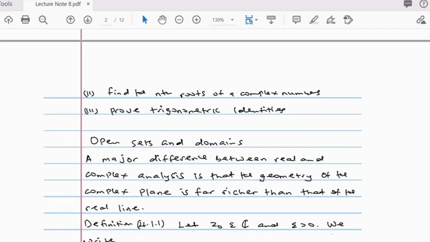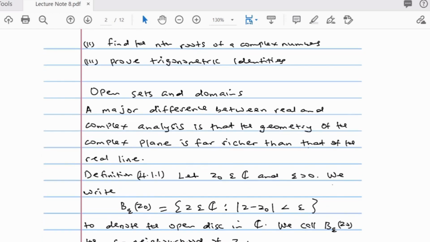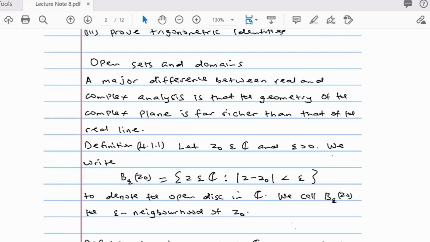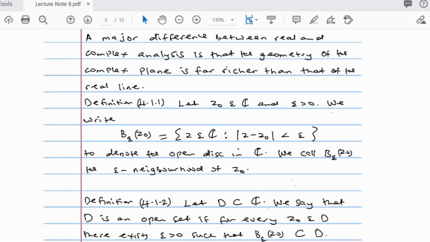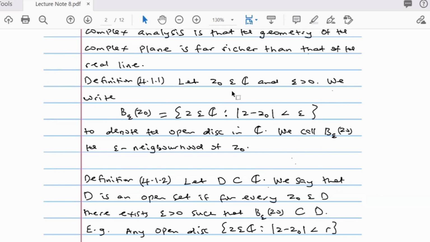Okay, so you must know what an open set is and a domain in the complex plane. So what is an open set? Let me define what an open set is. You have C to be the set of complex numbers.